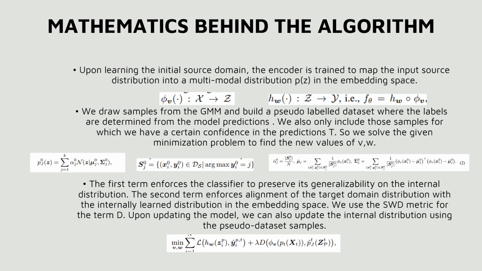We also do the MLE estimation for the Gaussian mixture model using our labeled dataset. Then after we have gotten our pseudo-labeled dataset, we use the SWD metric and minimize the loss function using the pseudo-labeled datasets to find the new values of the parameters.